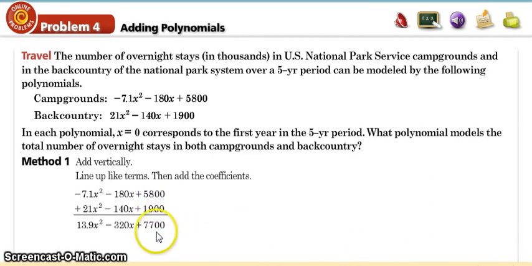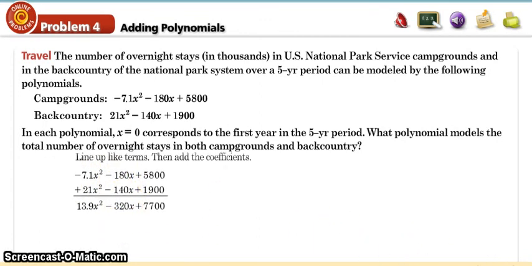One thing you have to be very careful of, you've got -7.1 plus 21. So be careful with the signs. -180 plus -140. So always be very careful with your signs.